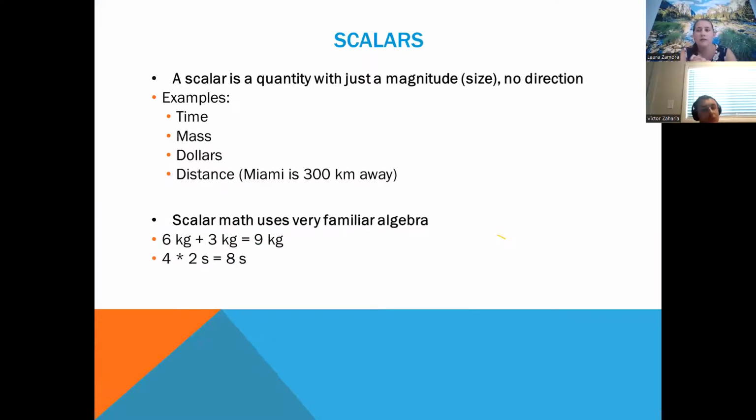All right, so vectors and scalars are often kind of talked about together because they sort of go hand in hand. They're both different types of quantities. So a scalar is a quantity that just has a magnitude or a size associated with it. It does not have a direction. So that would be things like time, mass, dollars, distance, right?